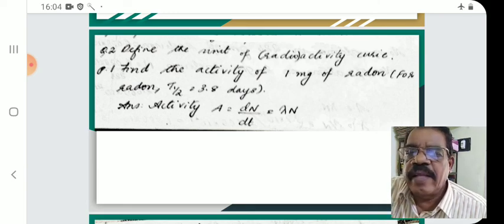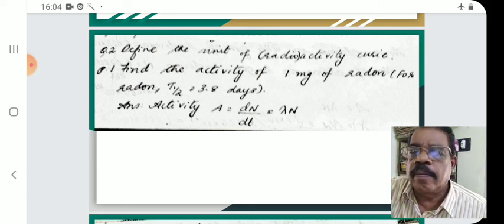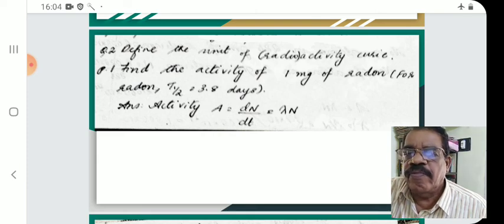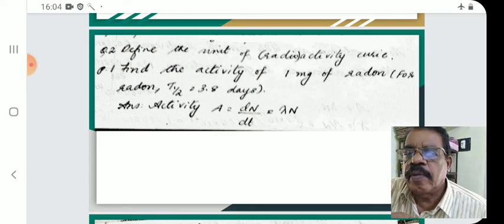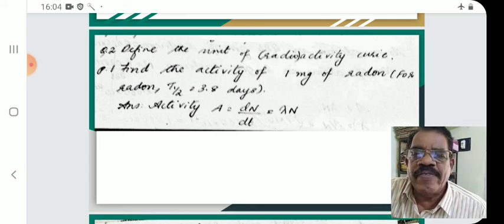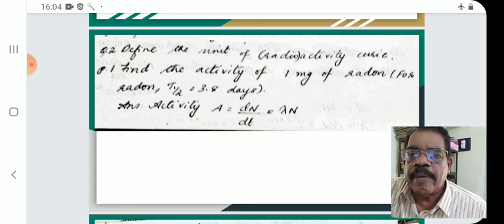Now a question: find the activity of 1 milligram of radon. For radon, the half-life is 3.8 days. Find the activity of 1 milligram of radon.